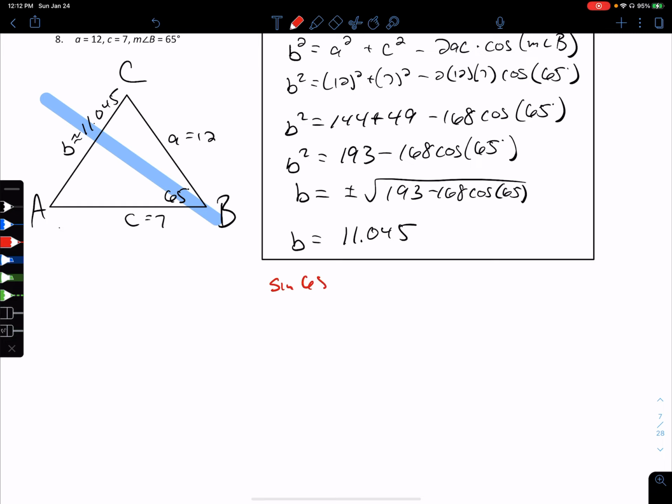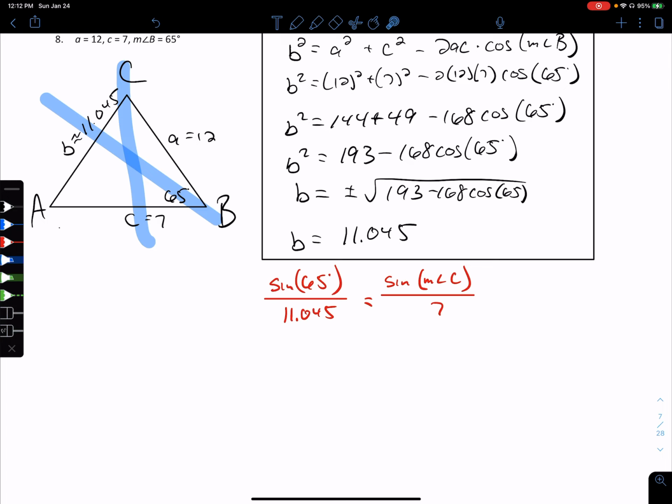Sine of angle B, which is 65 degrees, over its opposite side, 11.045, should equal, say I want to find the measure of angle C, sine of the measure of angle C over its opposite side of 7. To get the measure of angle C by itself, it's pretty easy. I'm just going to multiply both sides by 7. It's going to give me 7 sine of 65 degrees over 11.045 equals sine of the measure of angle C.